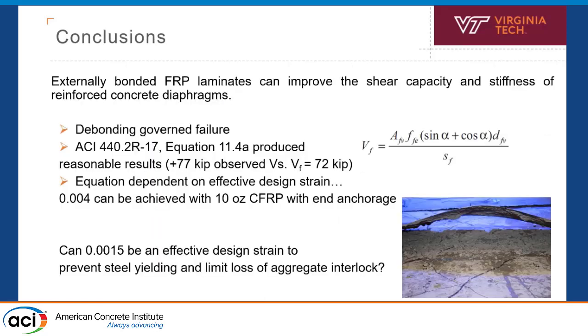So some conclusions. What do you get out of this? Obviously, adding externally bonded FRP adds to your shear capacity as well as your stiffness of the reinforced concrete diaphragms. What we saw is that debonding governed your failure as expected. Now this is that equation I referenced earlier. It's equation 11-4A in ACI 440.2R. We have shown that it has produced reasonable results, about 77 kip additional strength, and the equation predicted 72, so that's pretty good.